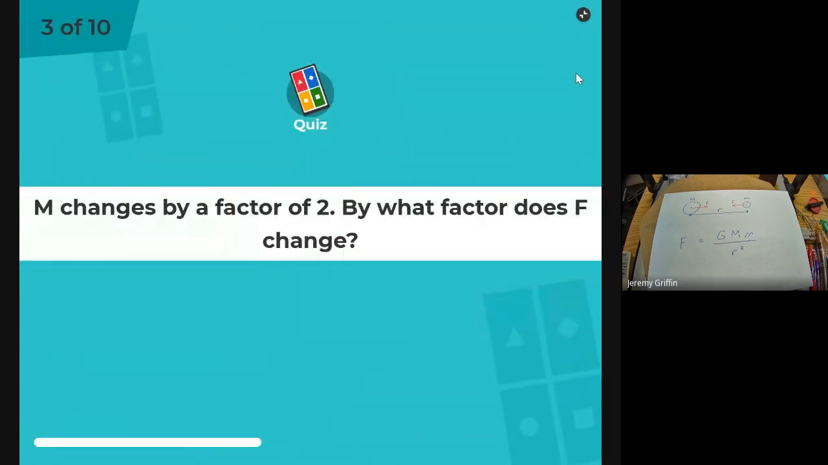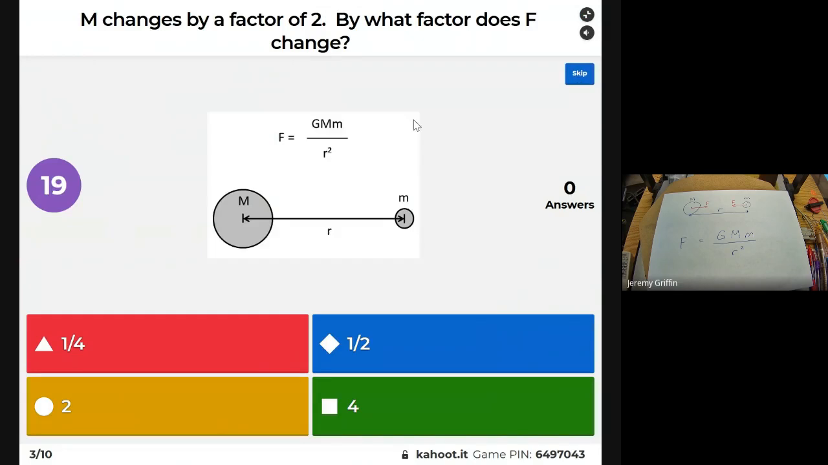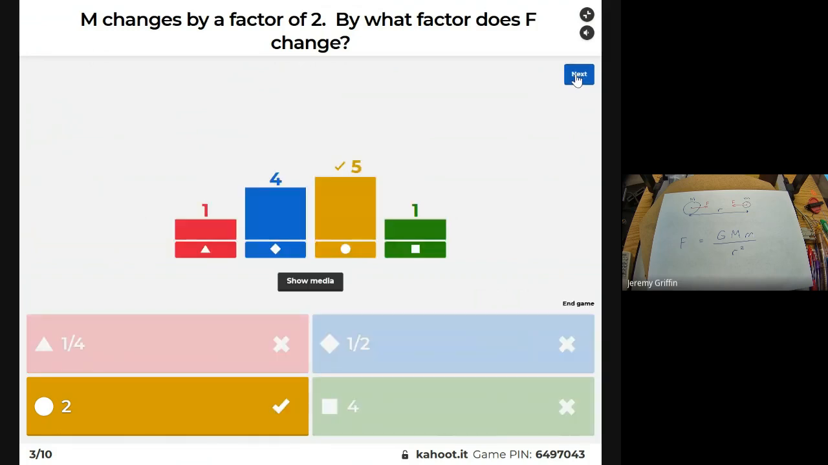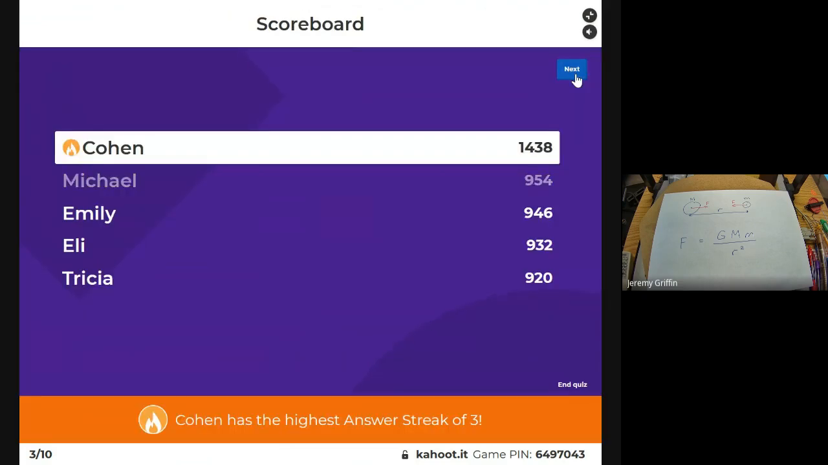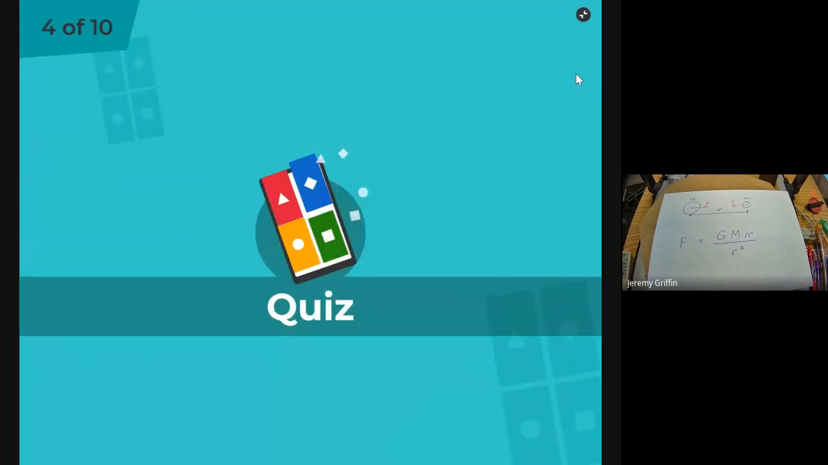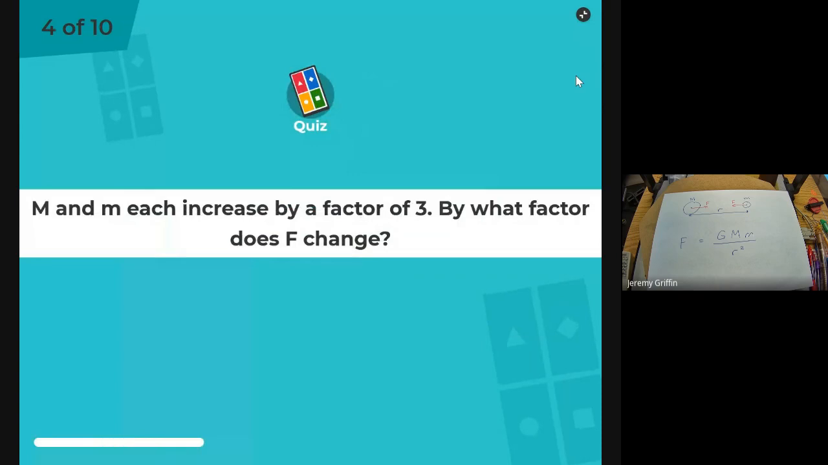What if you doubled one of the masses? So if you double this mass in the numerator, right? So double this mass, what happens to the overall force? A few more seconds. If you double one of the masses, then the overall force also doubles. Yeah, double one mass, doubles the force. That is a direct relationship, isn't it? Oh, Cohen's on fire.